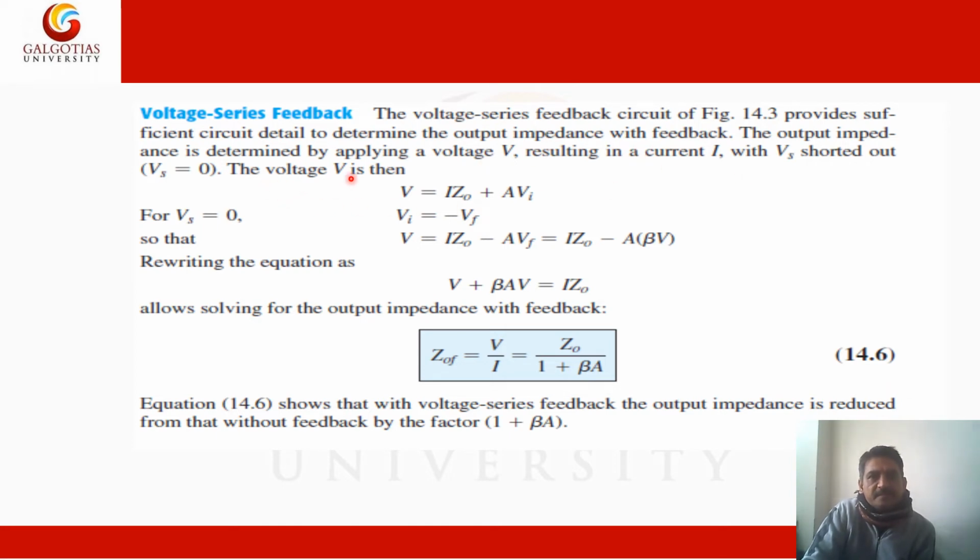The output impedance is determined by applying a voltage V, resulting in a current I, with Vs short circuited, that is Vs is equal to 0. So the voltage V is then V is equal to I into Z naught plus A Vi. For Vs equal to 0, Vi is equal to minus Vf. Rewriting the equation, V plus beta A V is equal to I Z naught. When we solve for the output impedance with feedback, V upon I comes out to be Z naught upon 1 plus A beta. So the output impedance for voltage series feedback is reduced by the factor 1 plus A beta compared to without feedback, Z naught.